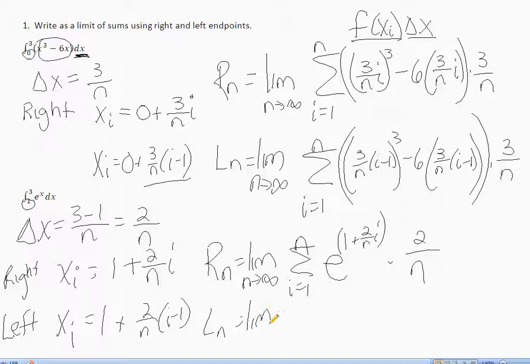Same thing over here. The sum from i equals 1 to n of e to the 1 plus 2 over n times (i minus 1) times 2 over n. Hopefully this part's review, it's just understanding that this definite integral, why is it called definite? Because I have values I'm starting and stopping. Okay? This definite integral is just the area under the curve.